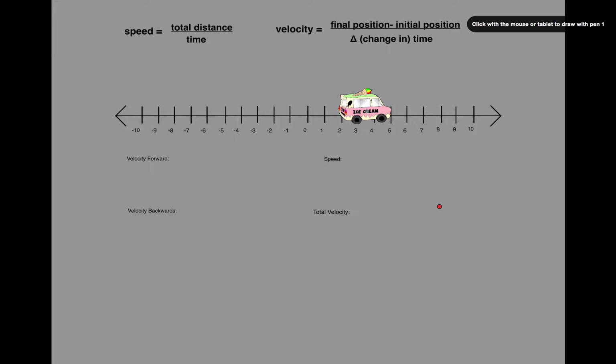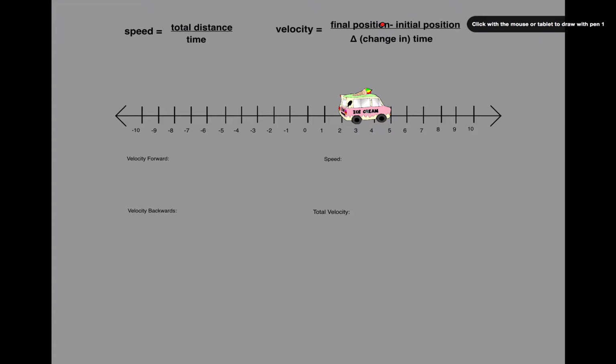We have a little ice cream truck where we can actually move this ice cream truck around on the screen. Okay, he can move forwards, he can move backwards. I don't really like his position right now, but we're going to work with it. Okay, so up in the top, I have a reminder that speed is total distance over time and velocity is final position minus initial position over time.